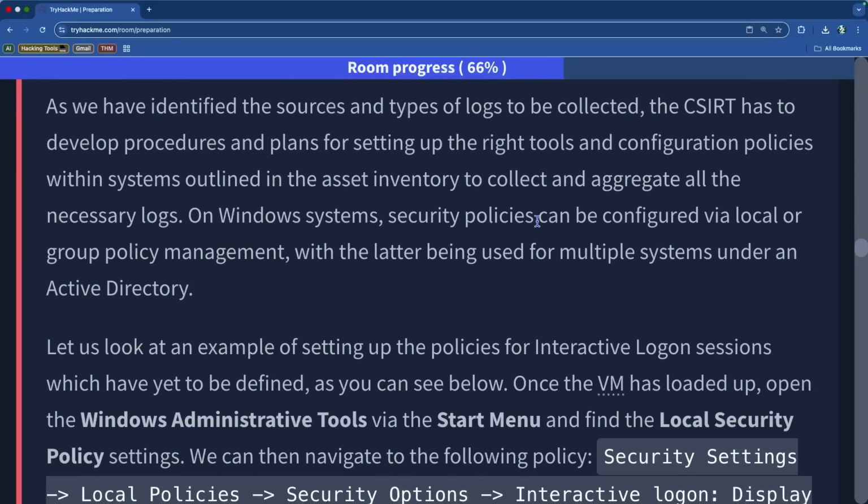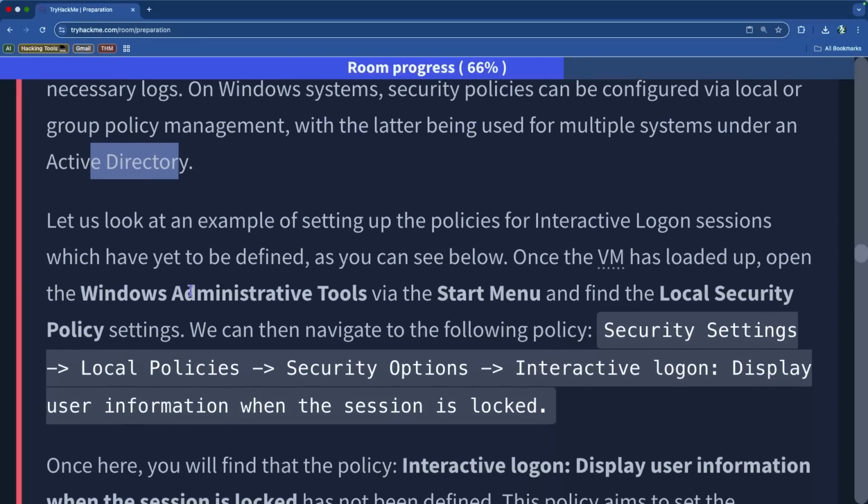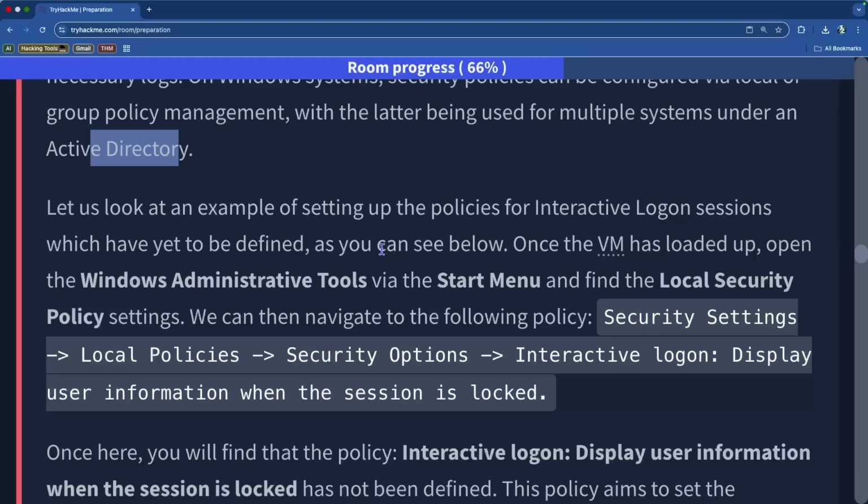On Windows, security policies can be configured via local or group policy management, with the latter being used for multiple systems under Active Directory. So we're going to look at an example of setting up the policies for interactive logon sessions, which have yet to be defined, as you can see.